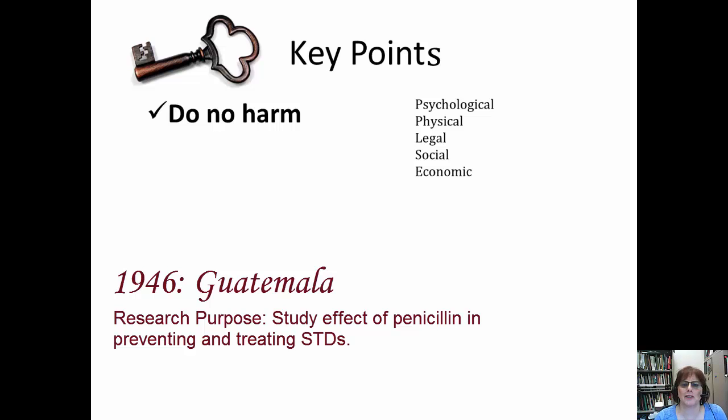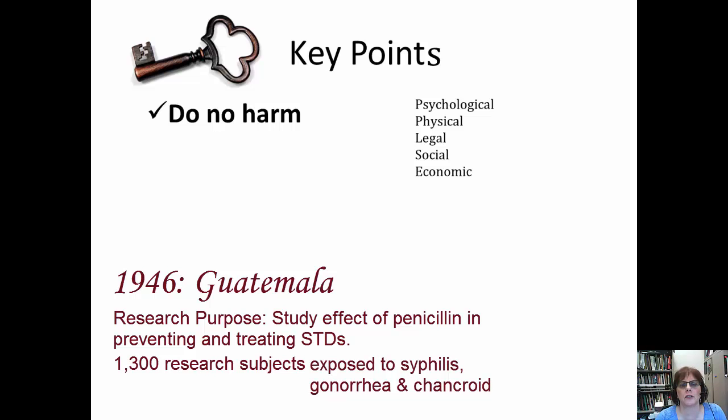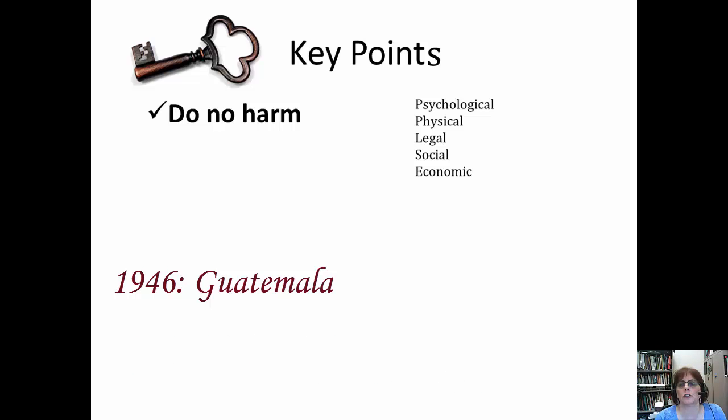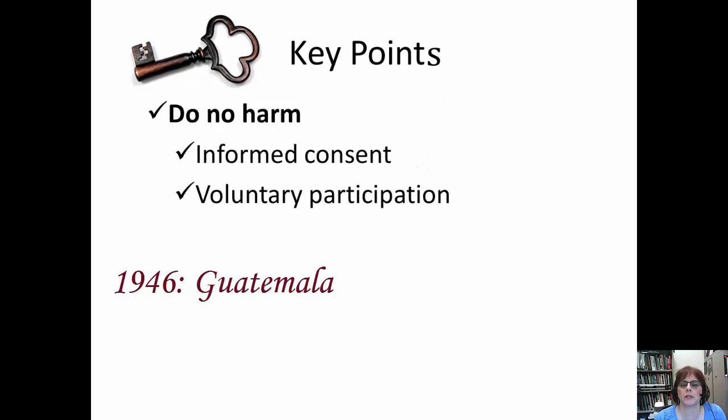Now, apparently there weren't enough Guatemalans who had the targeted STDs, so researchers intentionally exposed over 1,300 research subjects to syphilis, gonorrhea, and chancroid. This incident, for which U.S. President Barack Obama officially apologized to the Guatemalans in 2010, also violated several others of these key points, such as informed consent and voluntary participation. In Guatemala, the research subjects had no idea they were even participating in the research, much less gave their consent. While the preference is that there is written documentation to prove that informed consent was given and that participation is voluntary, oftentimes it's done orally.